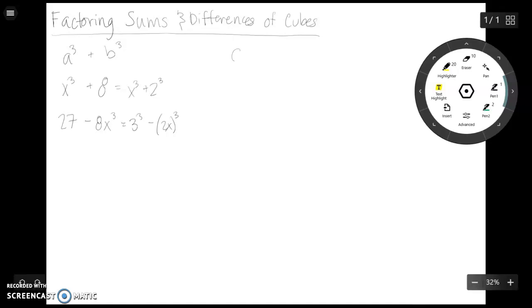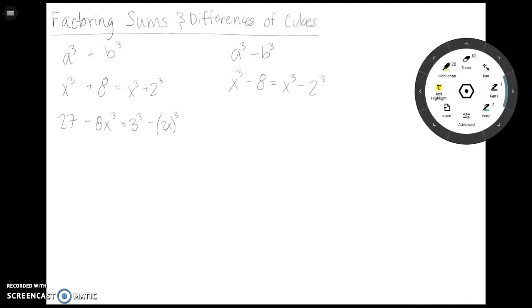A difference of cubes is very similar. It's just a cubed minus b cubed. So it could be anything cubed, like x cubed minus another number cubed. So this we could rewrite as x cubed minus 2 cubed. So that's a difference of cubes.